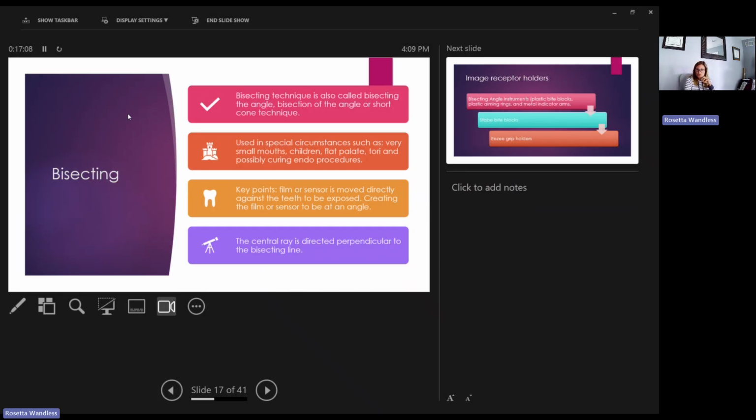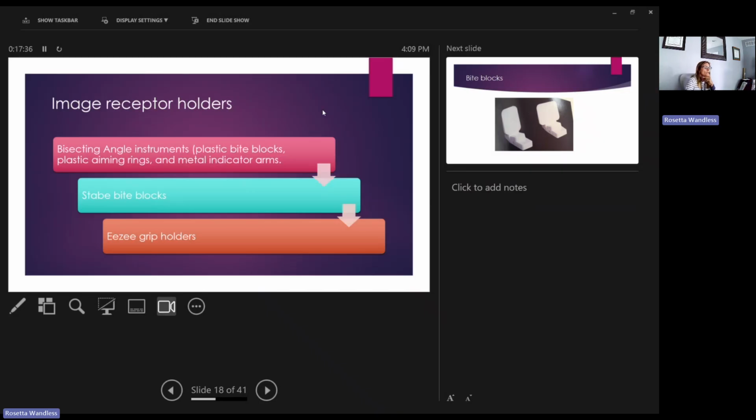It's used in special circumstances, such as very small mouths, children, somebody with a flat palate, tori, and possibly during endo procedures. There's a spelling error there, sorry about that. Key points: the film or sensor is moved directly against the teeth to be exposed, creating an angle. The central ray is directed perpendicular to that bisecting line, as we saw in that picture prior.